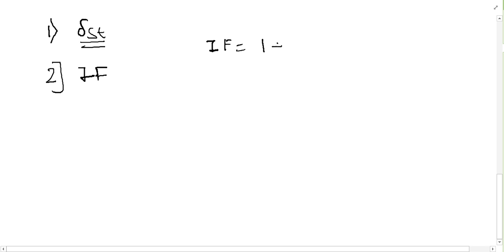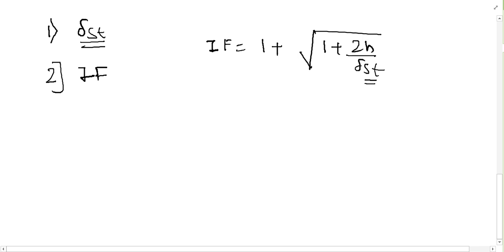So if we conclude this impact loading concept, we have to follow just three steps for solving impact loading problems. First, find out delta static in the given problem. Second, find out impact factor, because delta static is necessary to find impact factor. We have already seen the formula: impact factor is 1 plus square root of 1 plus 2h upon delta static. So we need delta static to find impact factor.